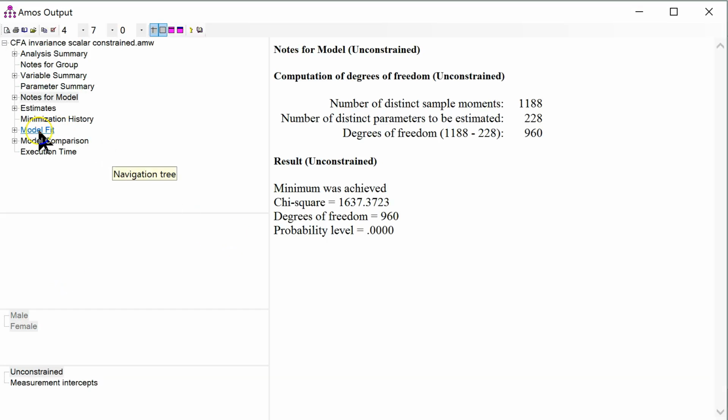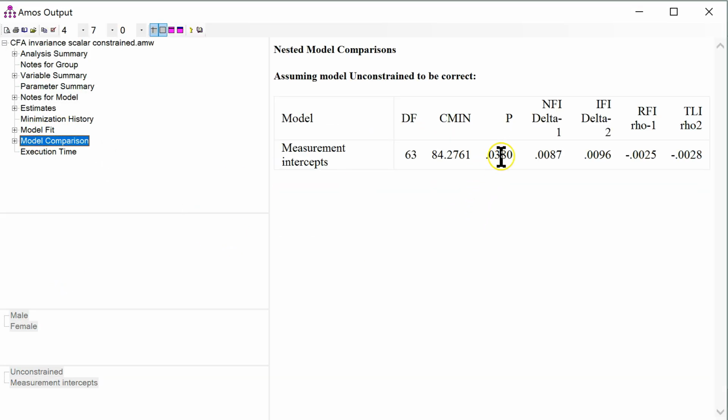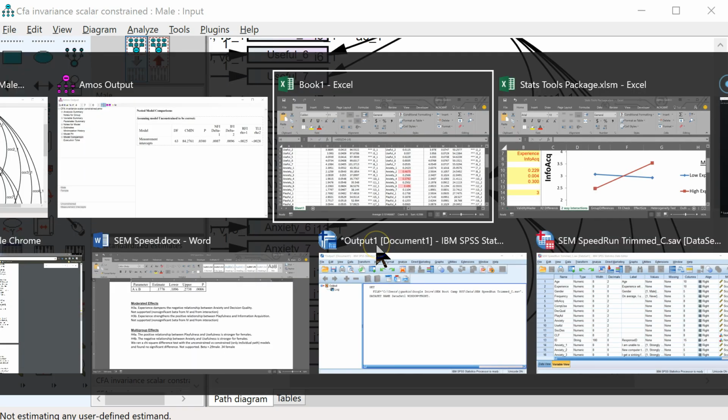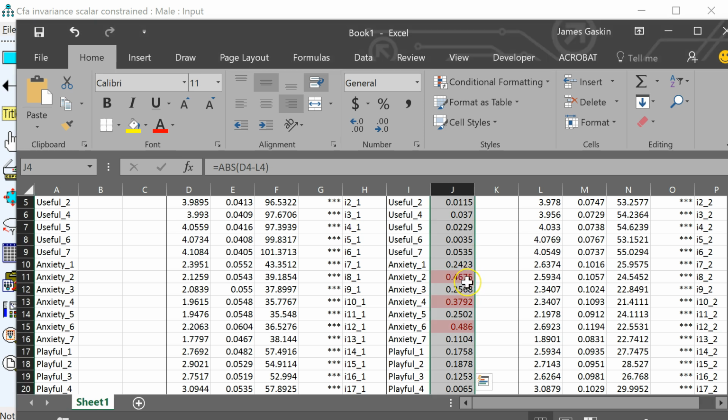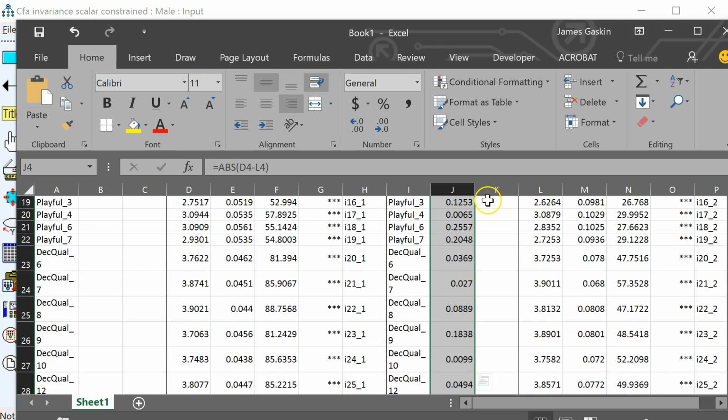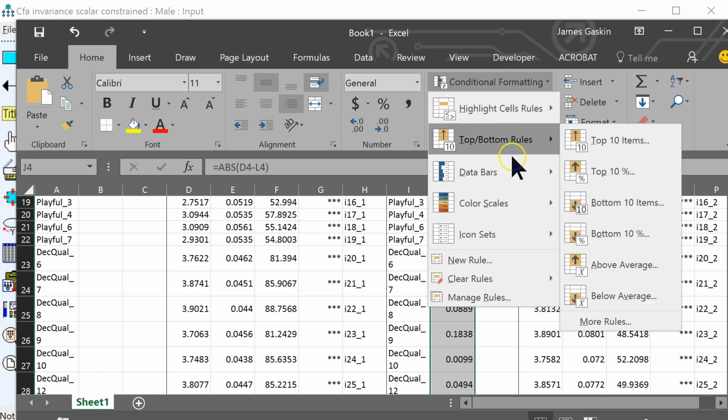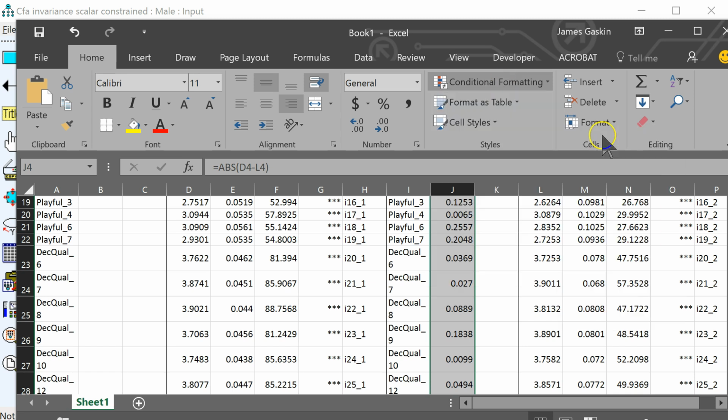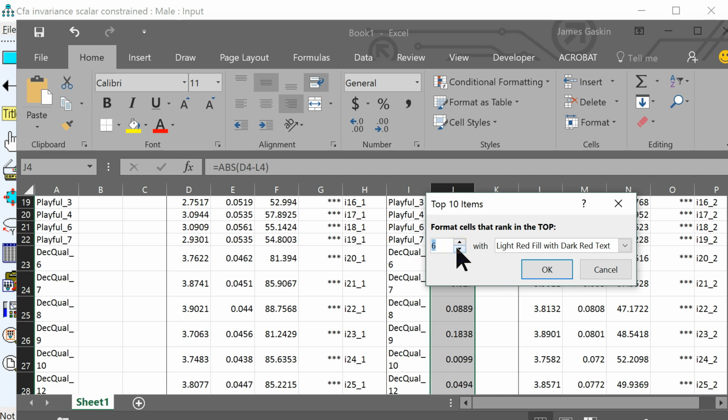Look at the output. Go to the model comparison. And we're getting close. So close. Okay. Let's go look at that again. So these are the top three. Were there any others? Let's do, instead of top three, let's do top five. Top bottom rules, top. We do top five.